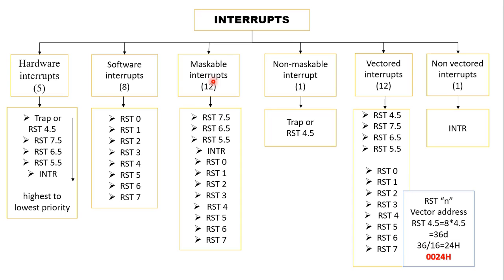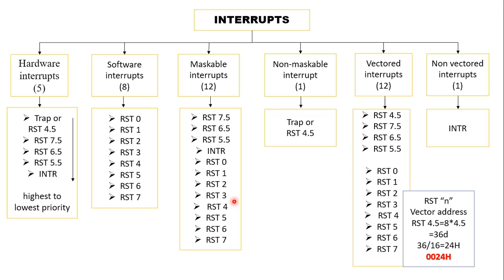Maskable interrupts. These are the interrupts which can be enabled or disabled by using the instruction set. RST 7.5, RST 6.5, RST 5.5 are the hardware interrupts which can be enabled by setting the SIM instruction and disabled by resetting it. RST0 to RST7 are the software interrupts which can be enabled by using the EI instruction. EI means enable interrupt. RST0 to RST7 are disabled by using the DI instruction.